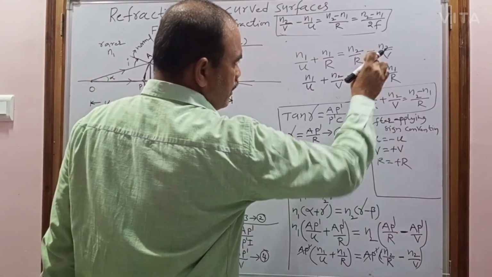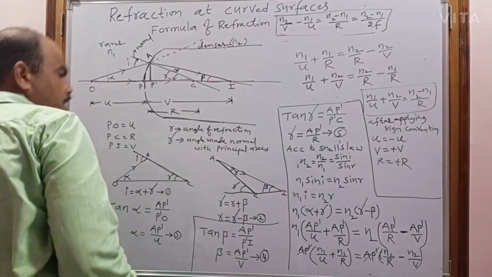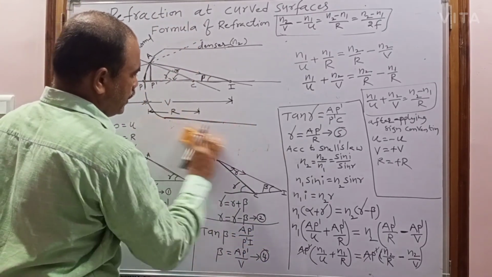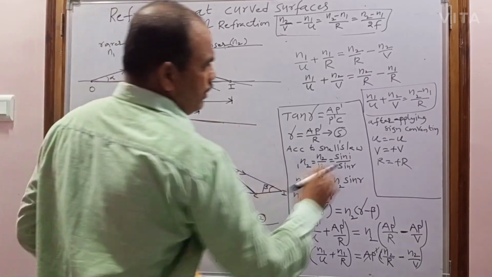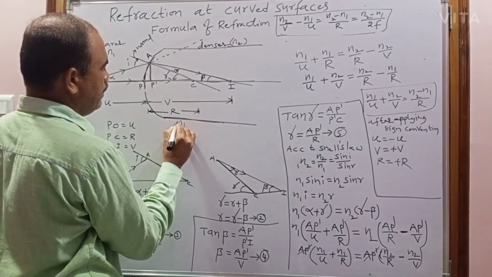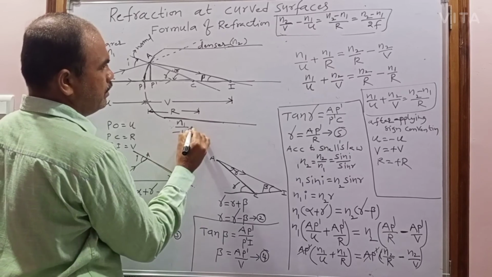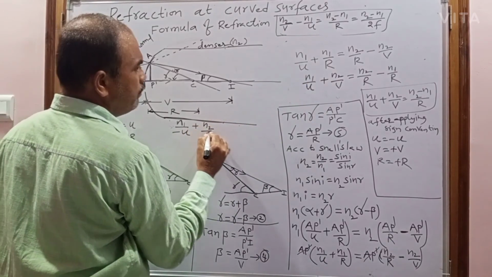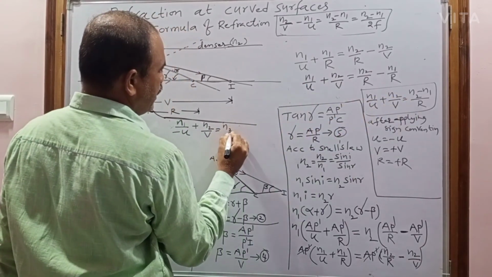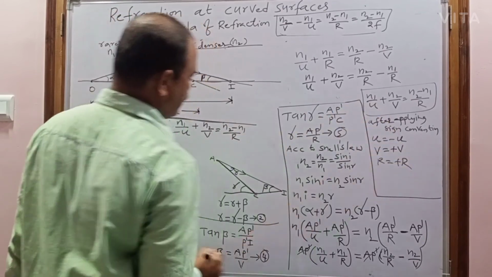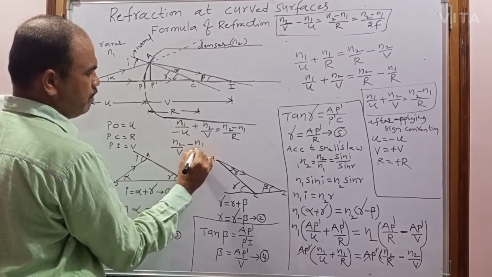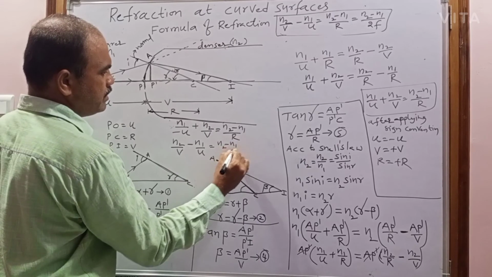So when I substitute these values in the above equation, what do you get? I am changing this part here. So substitute U with minus U, so N1 by minus U. Next, N2 by V, V means plus as it is. Next, N2 minus N1 by R, R is also plus R. Now when I rearrange this, what do you get? N2 by V minus N1 by U equal to N2 minus N1 by R.